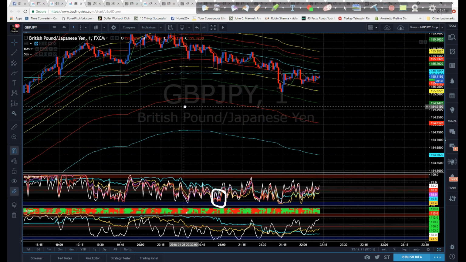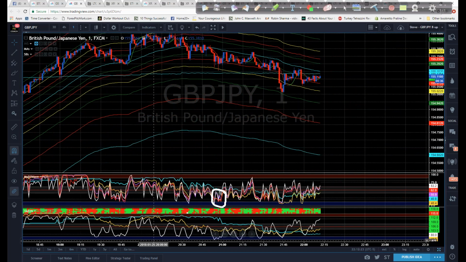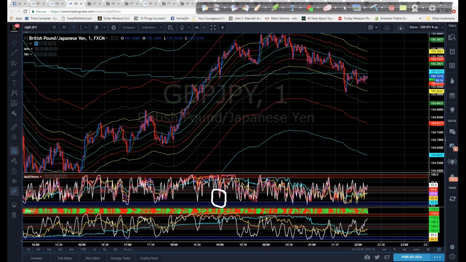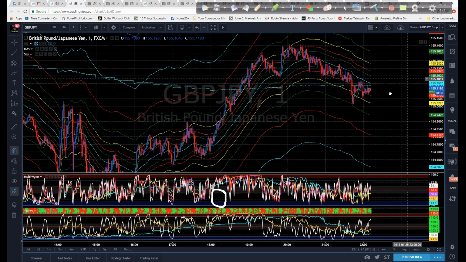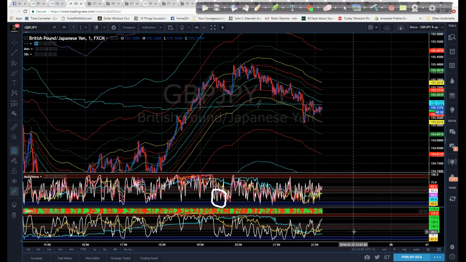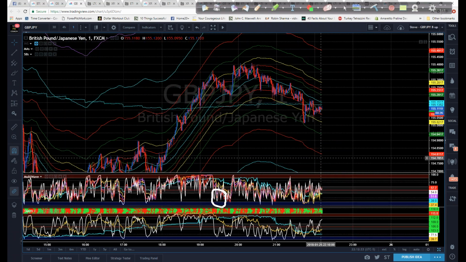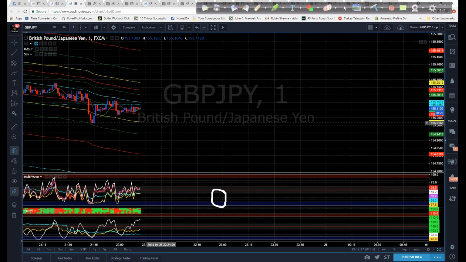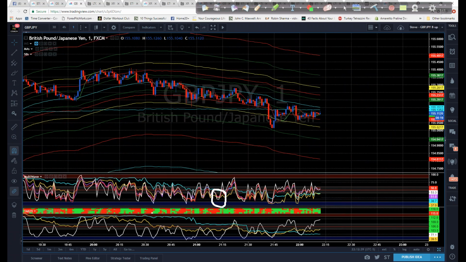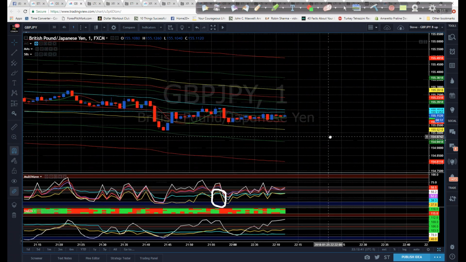When you run your chart like that, this is not discernible as to which candle has done what. You need to have the space. You don't need to know each bar.